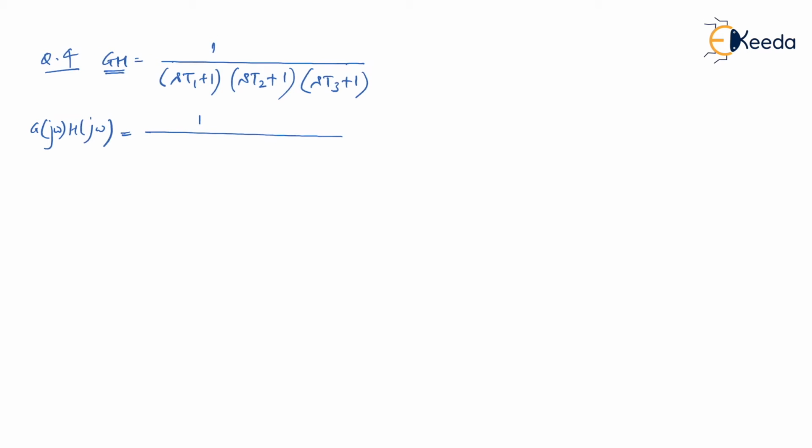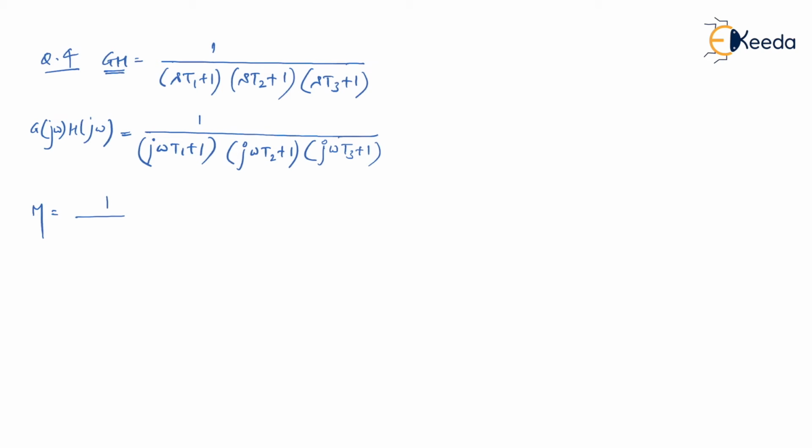Again, in the denominator, wherever there is S, replace it with J omega. It will become J omega times T1 plus 1, multiplied by J omega times T2 plus 1, then again J omega T3 plus 1. That's it. Now it is ready. So let us write the magnitude directly. Now you understand magnitude very well, so I'm not going to explain how to calculate the magnitude.